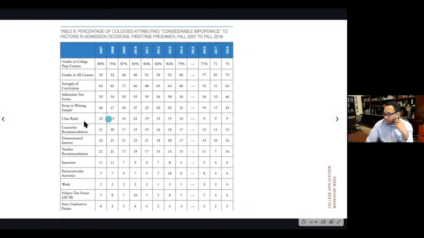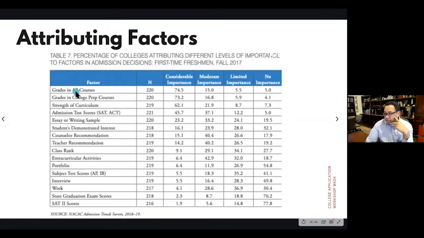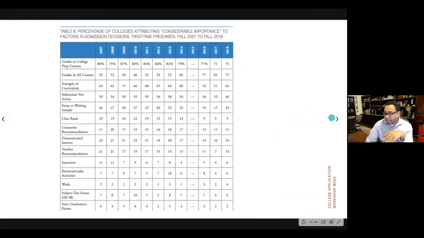So here's the thing that you notice about this is grades, and curriculum, which is grades, are the top three things. If you're going to focus on anything for competitive admission, it is your classes day in and day out and how you perform in those classes. That's more important than test scores, your essay, how interested you are, your counselor rec. It is your transcript. In fact, if you look historically, that has been important since 2007 all the way to 2018. That's been at least 70%. And the same for grades in all courses and strength of curriculum. It doesn't change a whole lot.